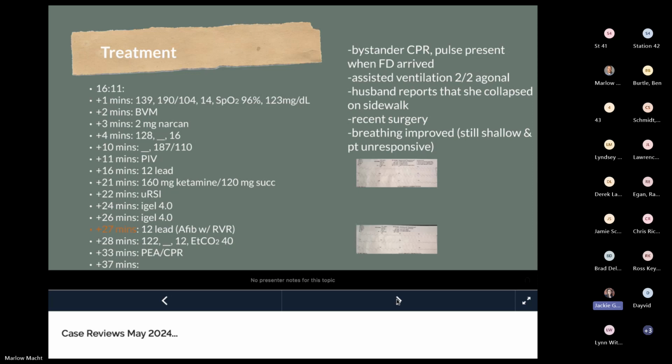At 3 minutes, they gave her 2 milligrams of Narcan. There was no response. At 4 minutes, another set of vital signs was obtained: heart rate 128, blood pressure not obtained, respiratory rate of 16. At 10 minutes, another set of vital signs. She's persistently hypertensive, 187 over 110. At 11 minutes, her first IV was established. And at 16 minutes, her first 12 lead was obtained. Next.